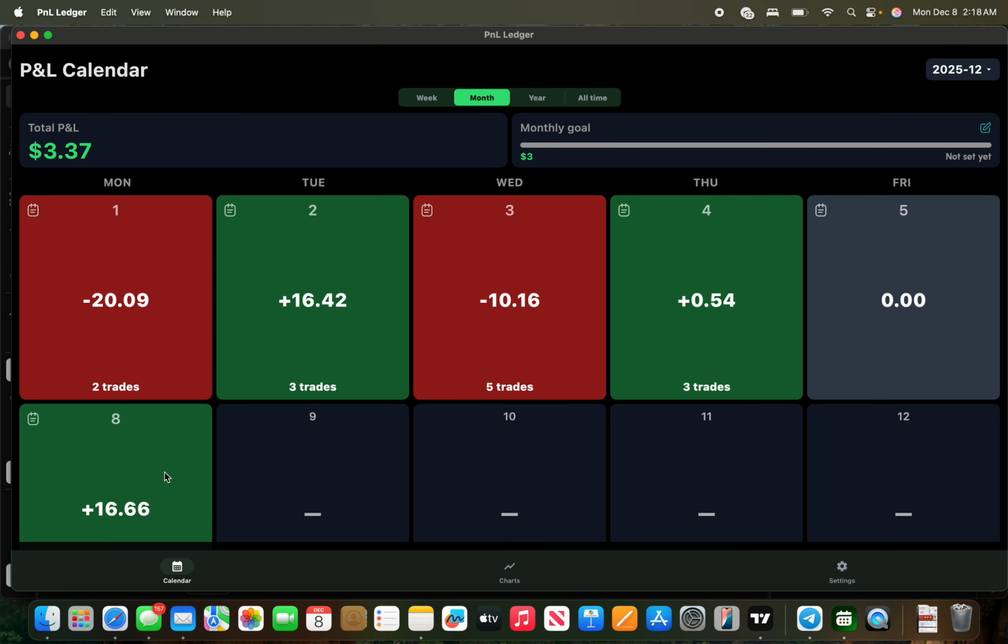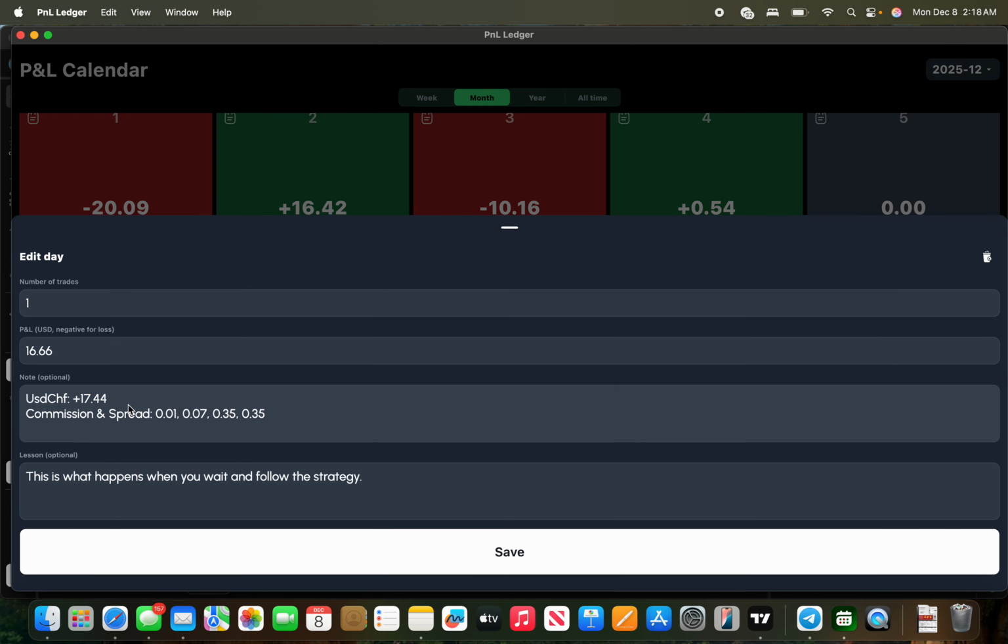We're finally back in profit today. We took only one trade today, and it's on UsdChf. We profited $16.66 because of the spread and commission. And today we followed everything from the strategy, which is CCT.